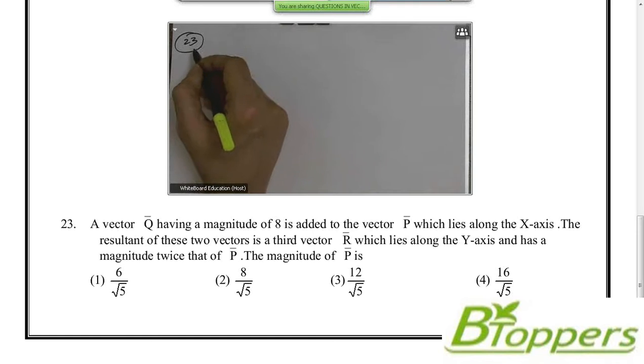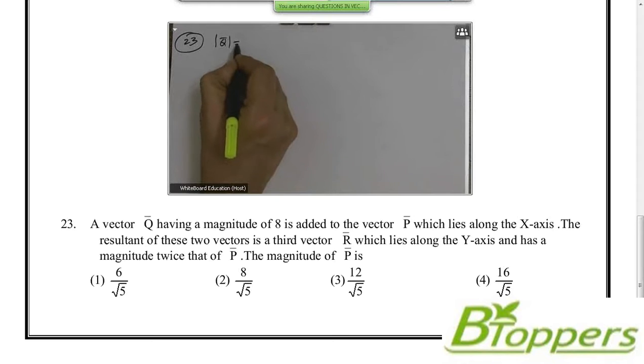Question number 23. This question was also given in one of the previous EAMCET examinations in the medical entrance. I read out the question. Vector q bar having a magnitude of 8, that means mod of q bar or q can be written as 8, is added to the vector p bar which lies along the x-axis.